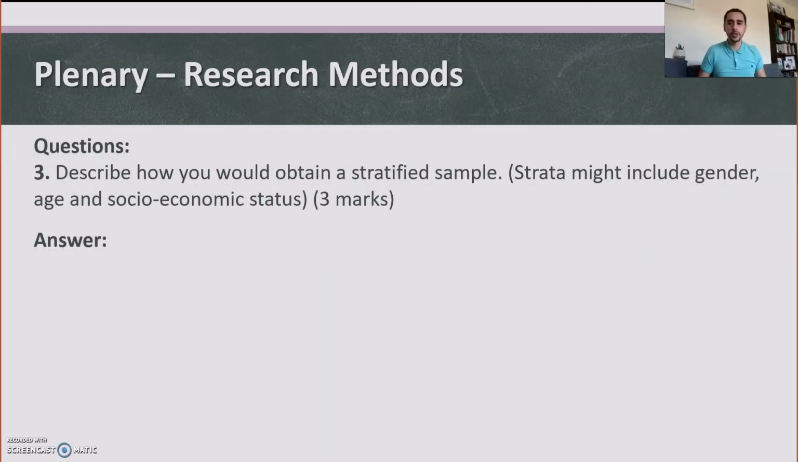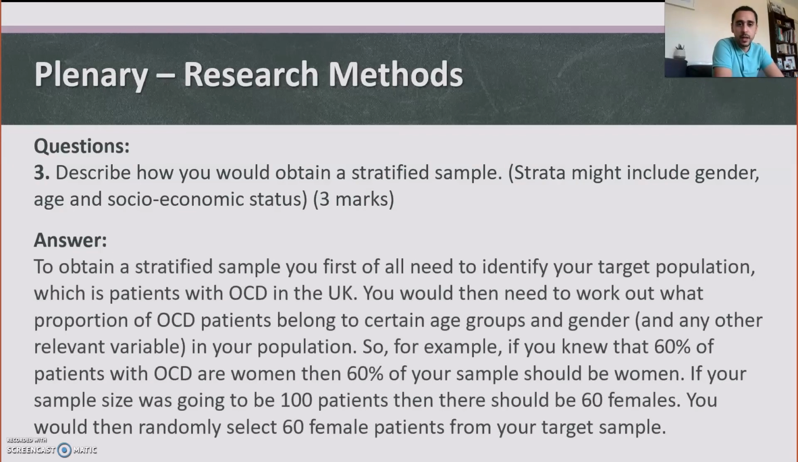And then last question, question 3. Describe how you would obtain a stratified sample. Remember, stratified comes from the word strata, meaning subgroups, so different subgroups. To obtain a stratified sample, you first of all need to identify your target population, which is patients with OCD in the UK. You then need to work out what proportion of OCD patients belong to certain age groups and gender and other relevant variables in your population.